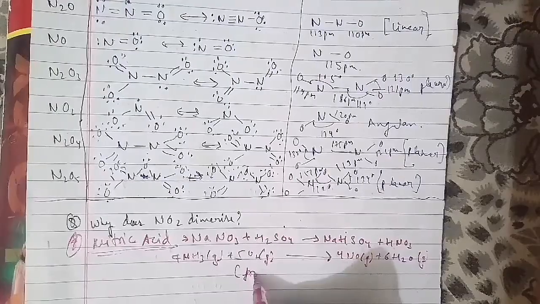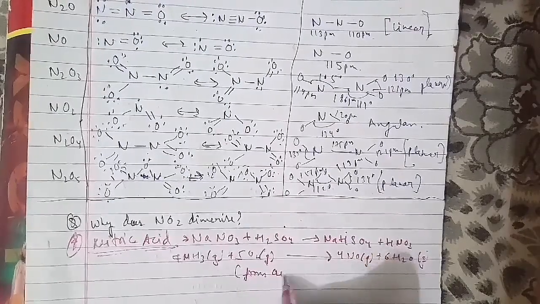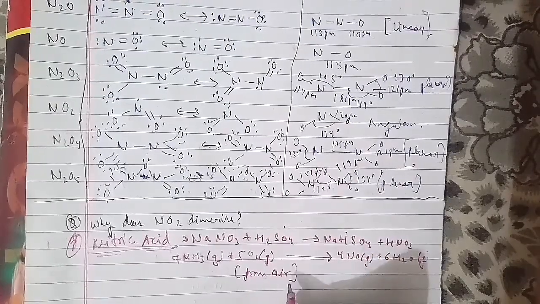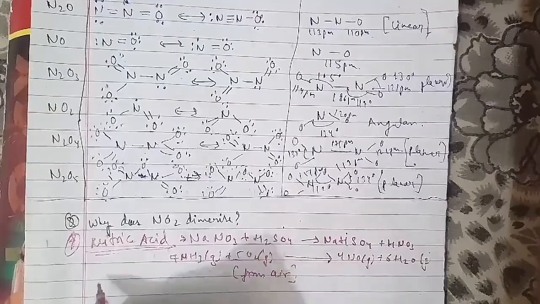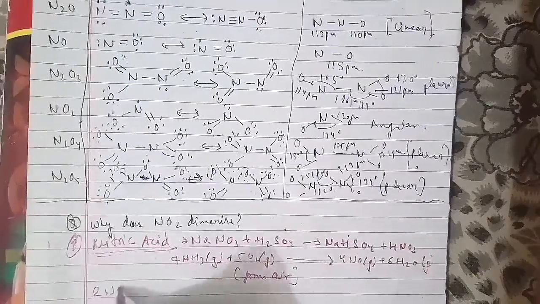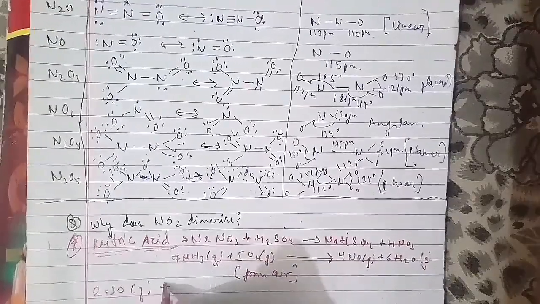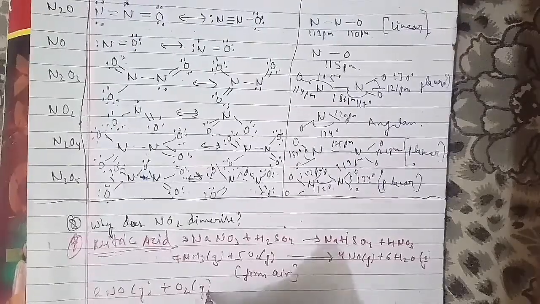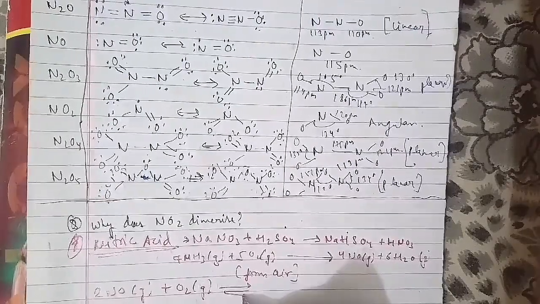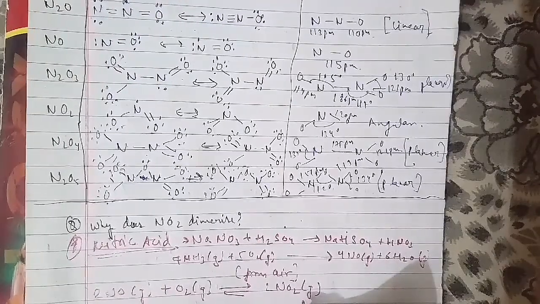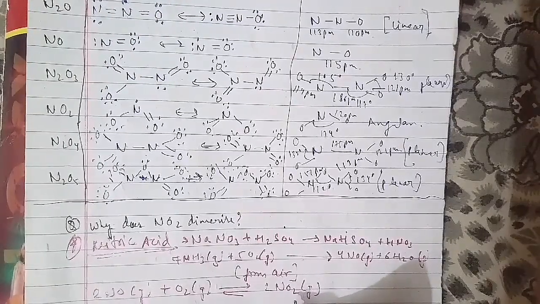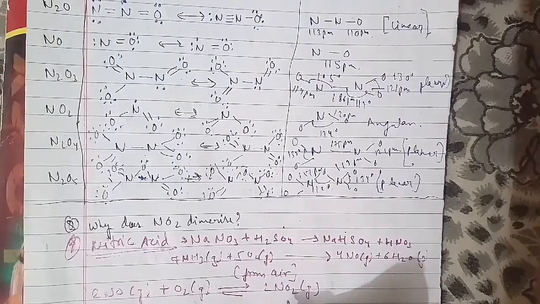So NO thus formed is recycled, and aqueous HNO3 can be concentrated by distillation up to 68% by mass, and further concentration to 98% can be achieved by dehydration with concentrated H2SO4. In terms of properties, it is a colorless liquid, with a freezing point of 231.4 Kelvin and a boiling point of 355.6 Kelvin.